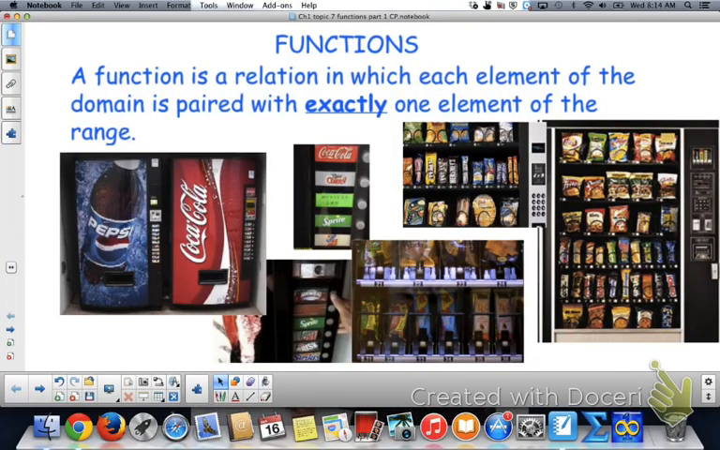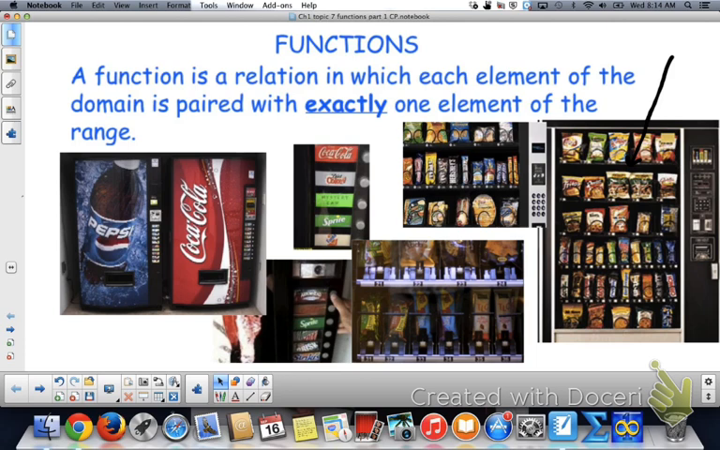Okay, now we're going to talk about functions. A function is a relation in which each element of the domain is paired with exactly one element of the range. All right, this is how I explain this. See all these vending machines? Lots of them here. If you look at this one right here, see how there are two pretzels?